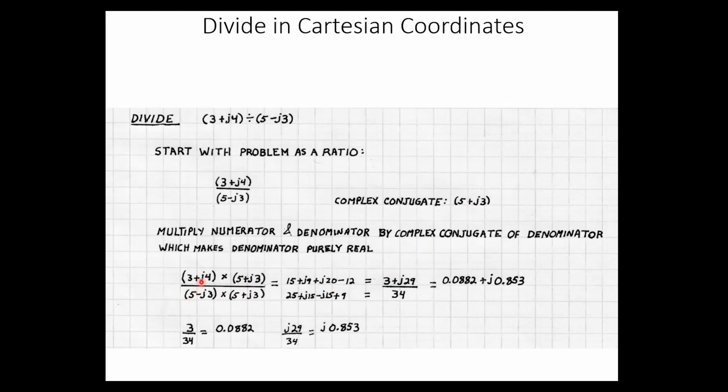So now I multiply 3 plus j4 times 5 plus j3, and I get 3 plus j29. Multiply 5 minus j3 times 5 plus j3, I get 34. So now I've got 3 plus j29 divided by 34. So 3 divided by 34 is 0.0882, and j29 divided by 34 is equal to j0.853. Ain't that the same number we got when we did it as polar or phasor coordinates? Kind of cool, isn't it?